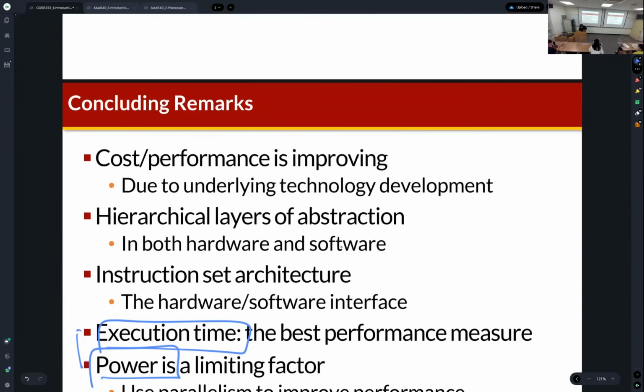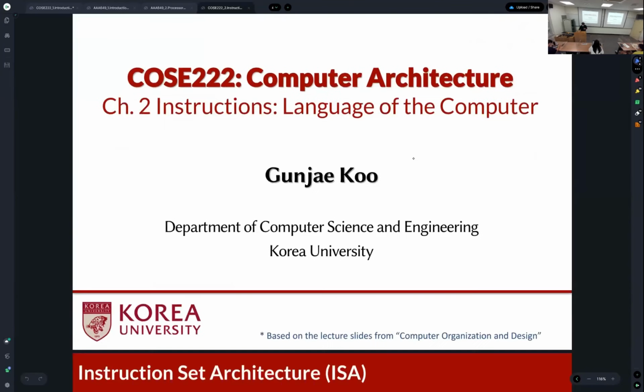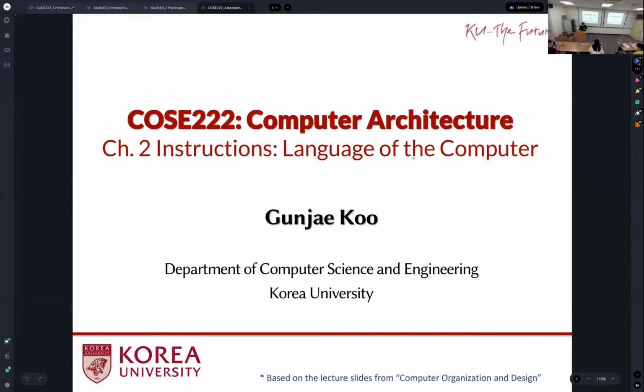I did not share the chapter 2 slides because I found that I need to modify some contents in chapter 2. Sorry about that. But I will briefly introduce chapter 2.